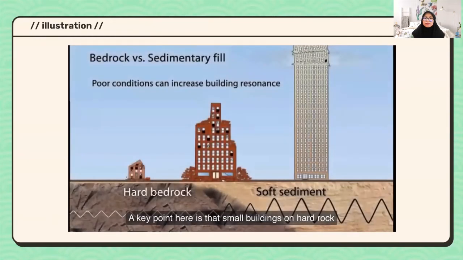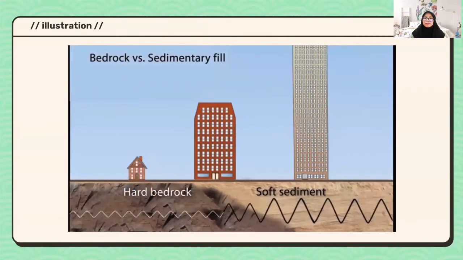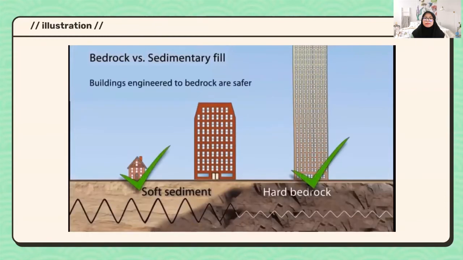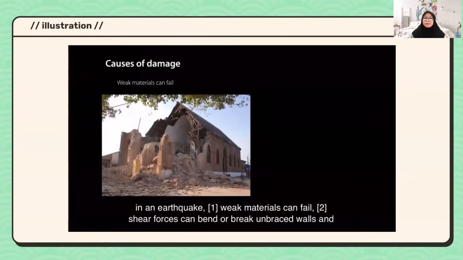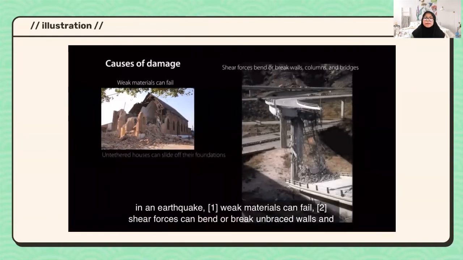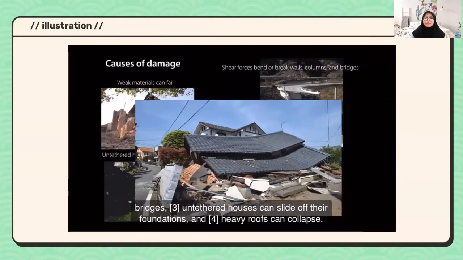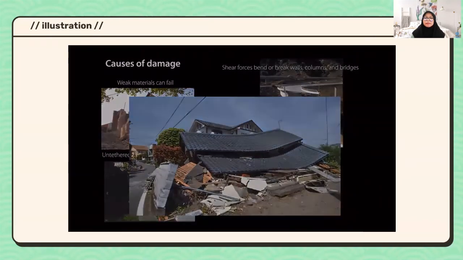The key point here is that small buildings on hard rock and large buildings on soft sediments may suffer more damage from ground motion effects of an earthquake than small buildings on soft sediments and large buildings on hard rock. Weak materials can fail. Shear forces can bend or break unbraced walls and bridges. Untethered houses can slide off their foundations, and heavy roofs can collapse.